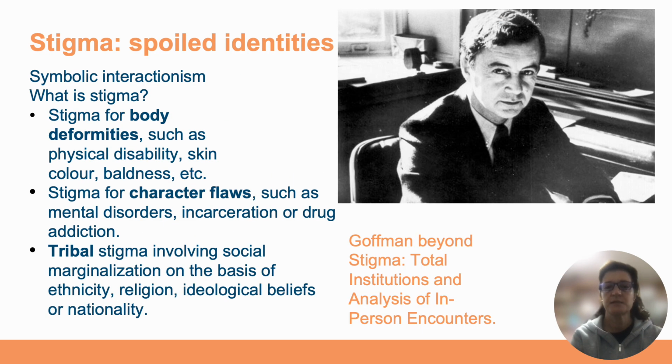Goffman categorizes stigma into physical deformities, character flaws, and tribal stigma based on race, religion, or nationality. This author emphasizes how stigma affects the social interaction and identities of disabled people, contributing to their marginalization.